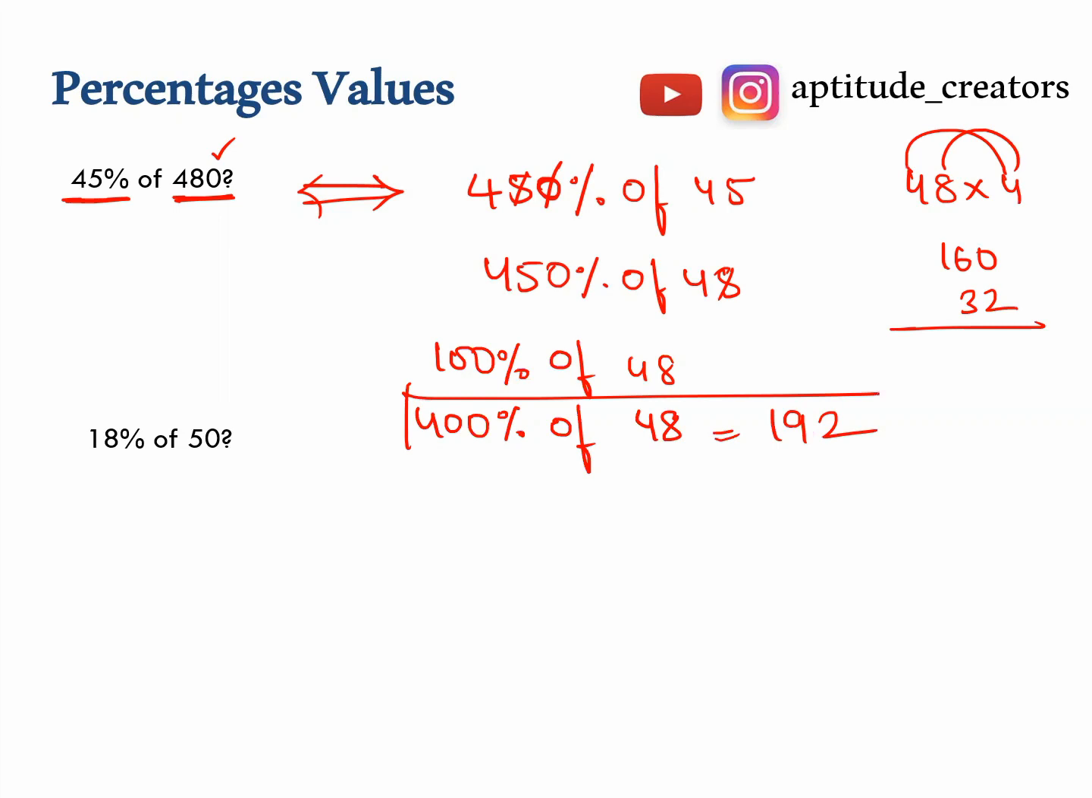That is fine. Now, what about 50 percentage of 48? We can say half, 24. Great. Now, what is 192 plus 24? 216. Yes, 216. The answer is 45% of 480 is equal to 216.